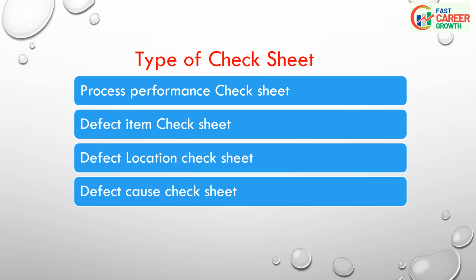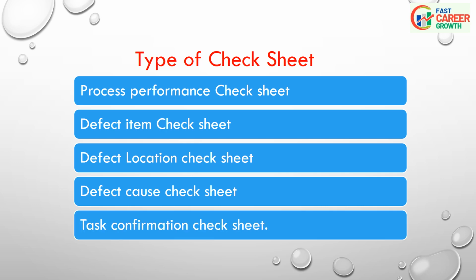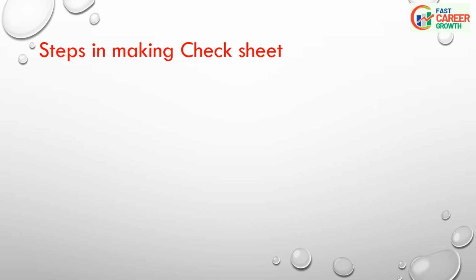Task confirmation check sheet. A task confirmation check sheet is used to ensure that a set of predefined tasks or actions have been completed and verified. It is often employed in project management, quality assurance, and service industries. Each task on the list is marked as completed when it has been verified to meet the required standards or criteria. This check sheet serves as a tool for quality control and process validation, ensuring that essential tasks are consistently performed and validated. Next is steps in making a check sheet.